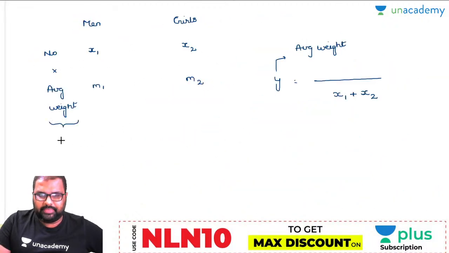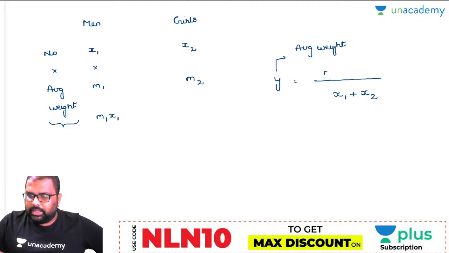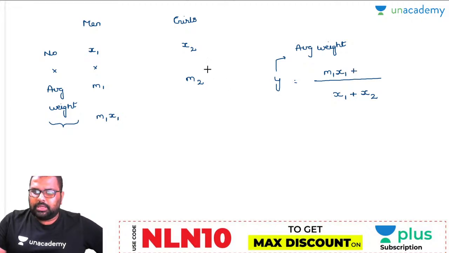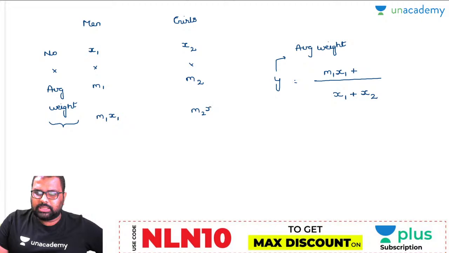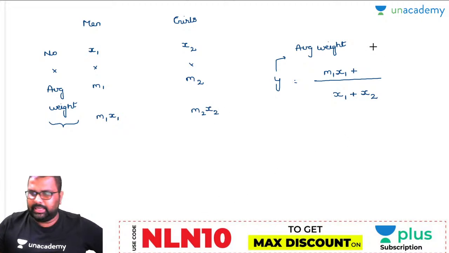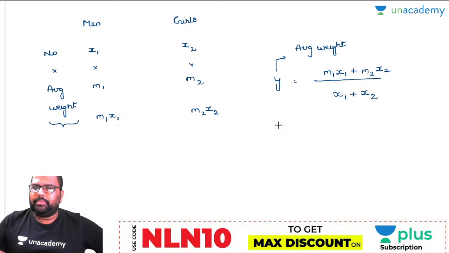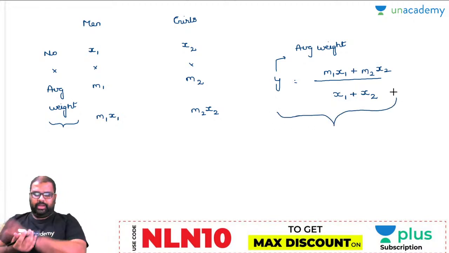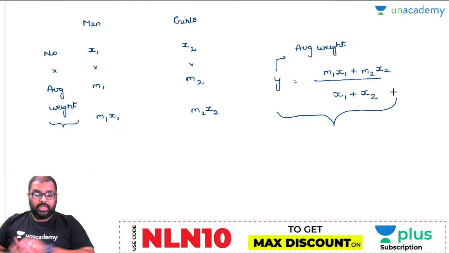Yes, perfectly done. So see here, m1 into x1 is nothing but the sum of the weights of the total boys. So I'll write down here m1 x1. Now plus, m2 into x2 is nothing but the total sum of the weights of the girls in the city, m2 x2. Now did you get the same answer there? Is this the formula to find out the average weight of the total city?